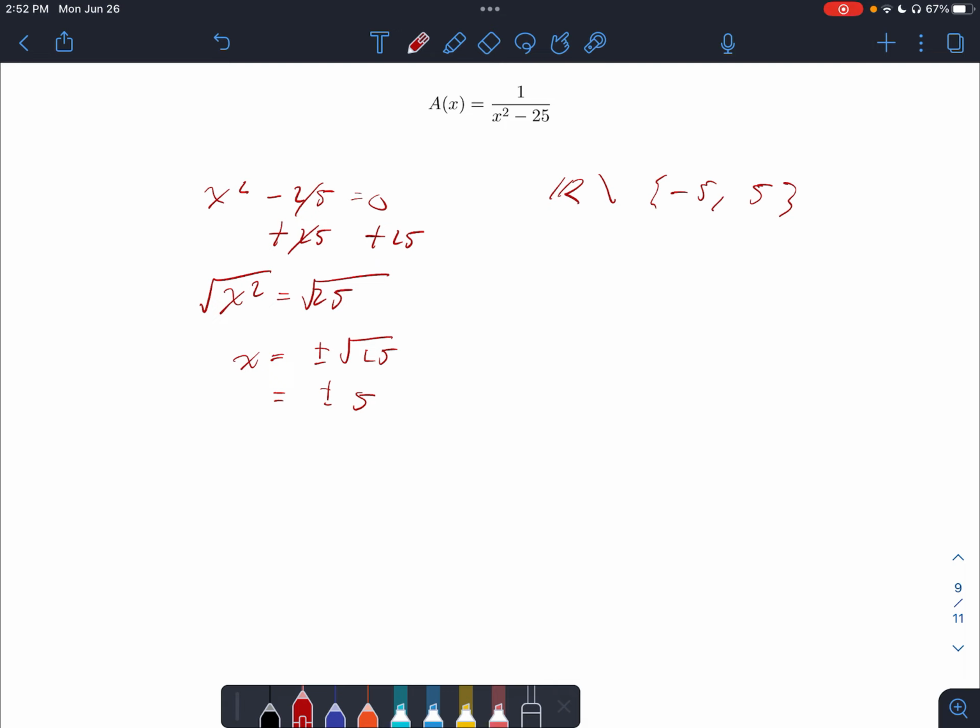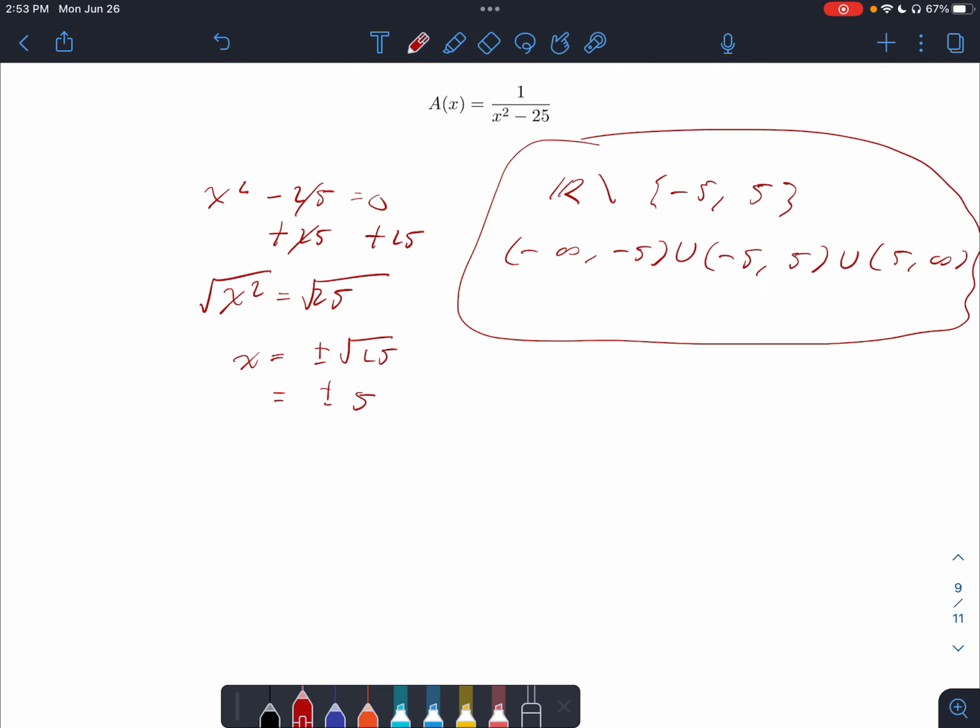Or what you're probably more familiar with from the homework, if you've been keeping up with the homework, you'll want to do negative infinity to negative 5, union negative 5 to 5, union 5 to infinity. Remember, we're not including any of those points here, because if we include the point, then it's a problem. So either of these would be permissible ways of writing that answer.